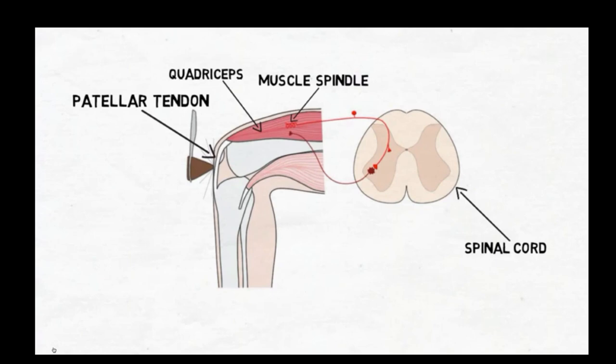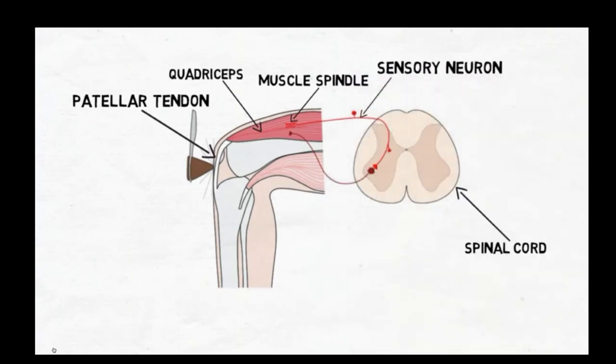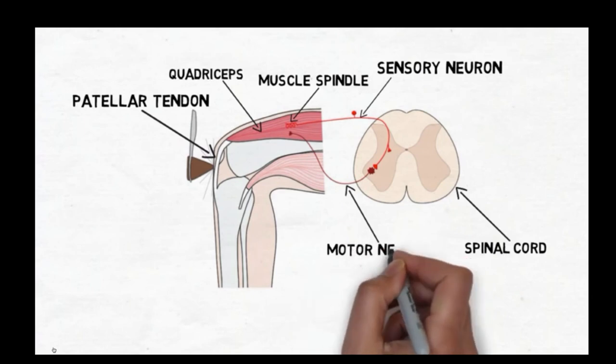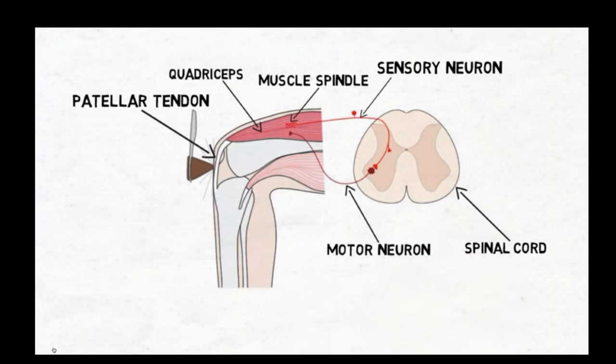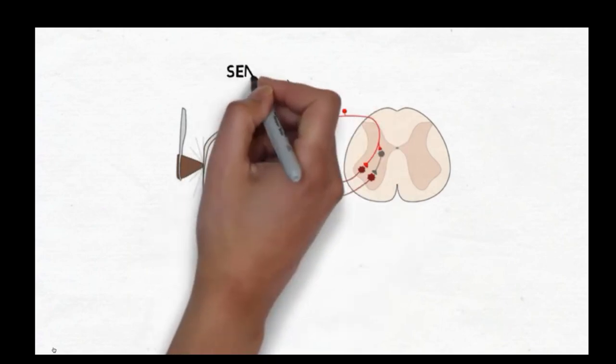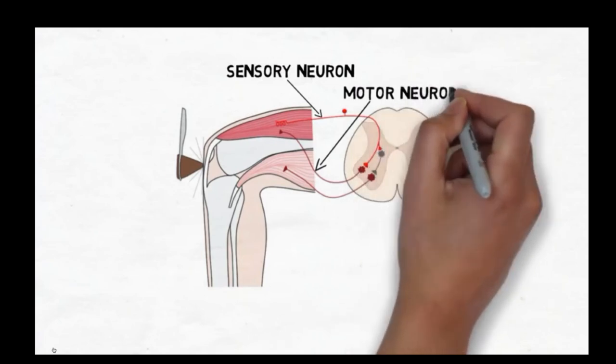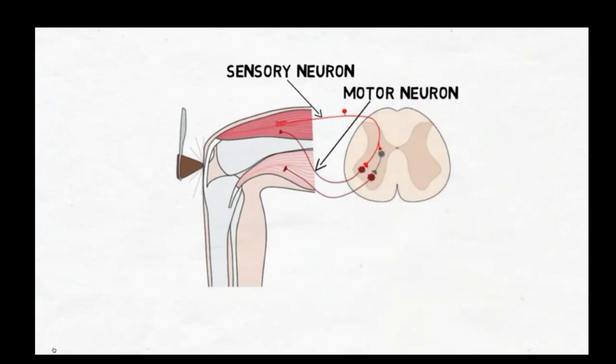The muscle spindles stimulate sensory neurons that travel to the spinal cord, where they synapse with motor neurons that control the contraction of the quadriceps muscle. These motor neurons cause immediate contraction of the quadriceps muscle to produce movement of the leg. The knee-jerk reflex is considered a monosynaptic reflex because it involves direct connections between sensory neurons and motor neurons without any neurons in between.